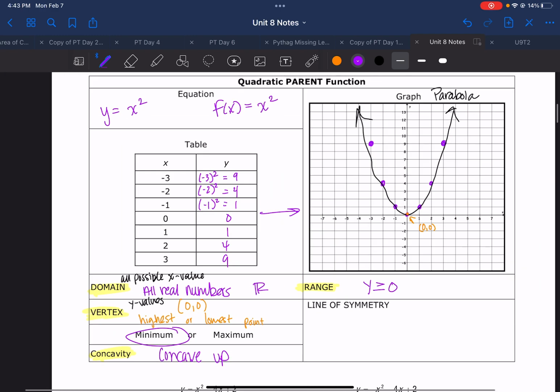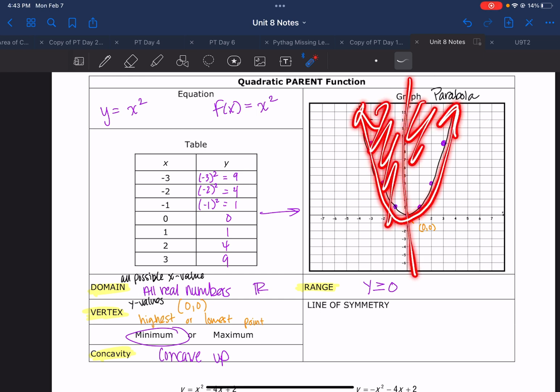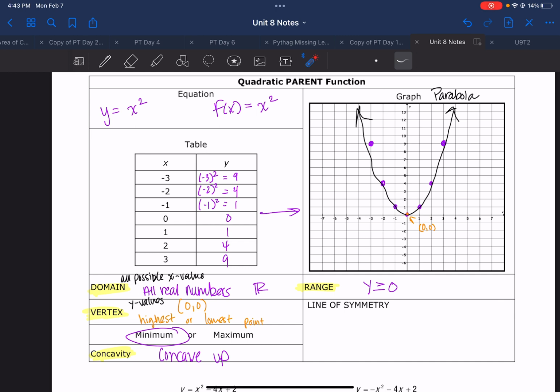Last but not least is line of symmetry. So line of symmetry is an equation, and basically, if I wanted to cut this graph right here in half, where this side was exactly this side here, where would I have to cut it? Well, you'd have to cut it at the vertex, right? You'd go straight down the vertex, and this right here is your line of symmetry. Now, this right here is an equation. It's not just a number. So what equation is this?